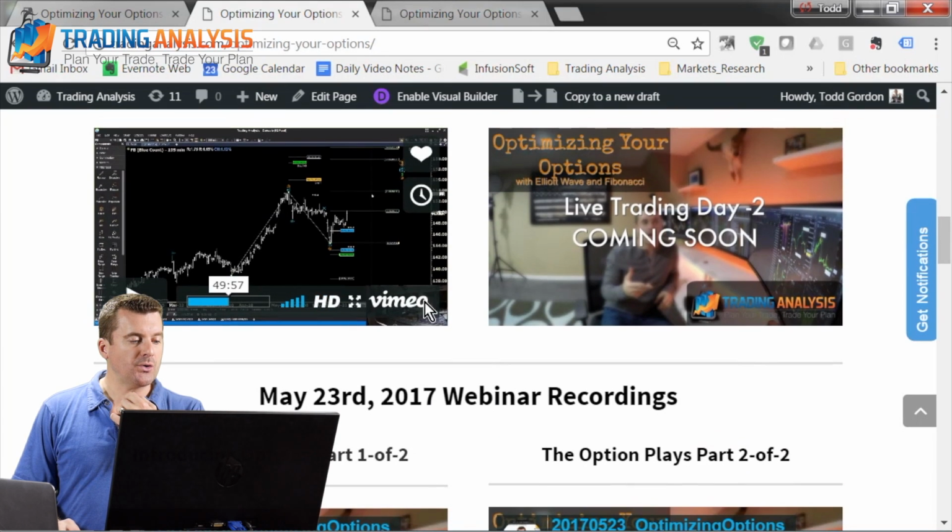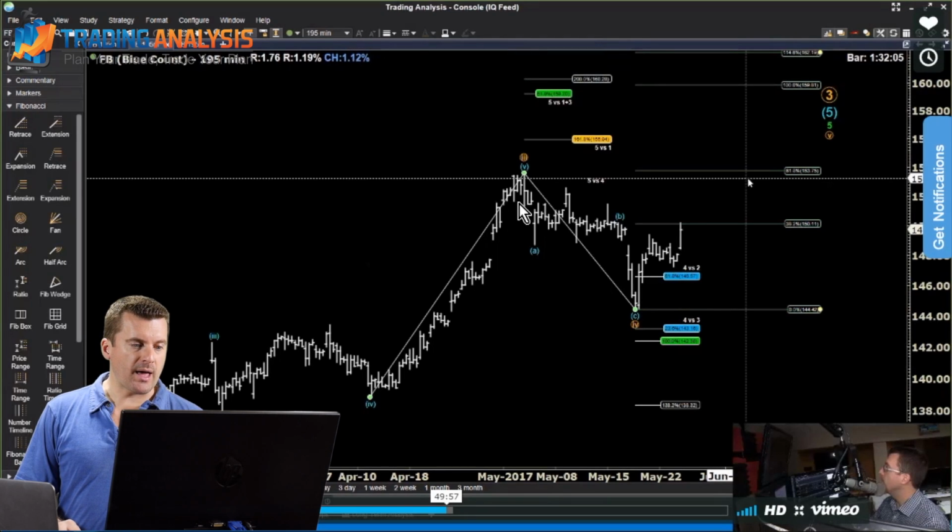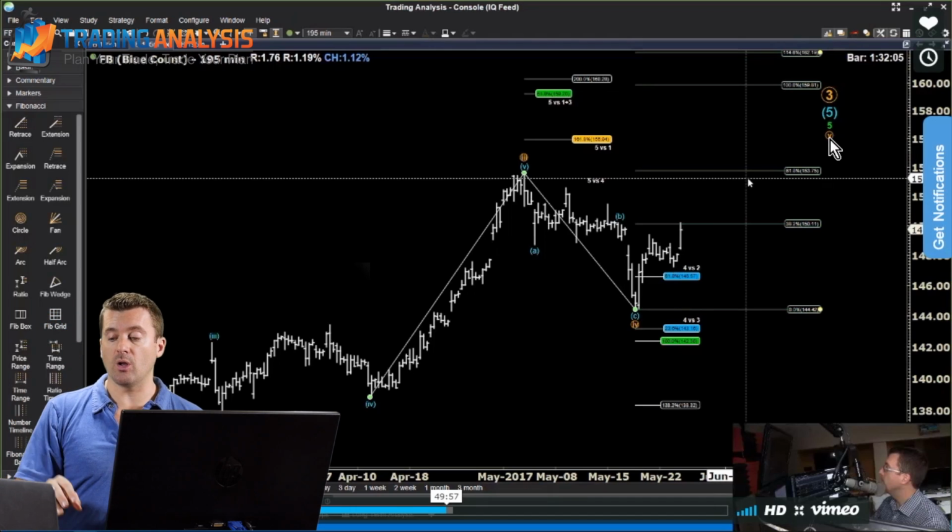And the first setup that we had was Facebook, okay? And you can see here in Facebook that we had a nice 3-wave, this is your green M&M trade in a wave 4. We had a nice start to push up into the 155 to 60 area. So this was a green M&M. Of course, this is orange 5, so we're looking for 5 smaller waves.